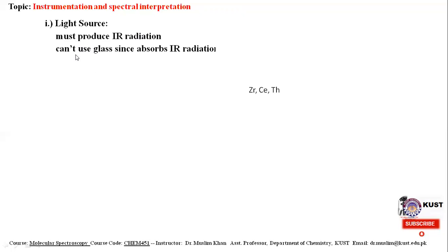And one of the basic things that we can't do in IR spectroscopy is use glass, because glass, made of silicates, itself absorbs IR radiation. So we can't use glass in IR spectroscopy. Several types of light sources are used in IR spectroscopy.